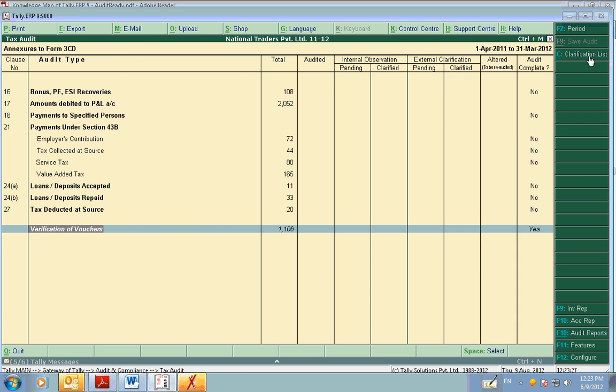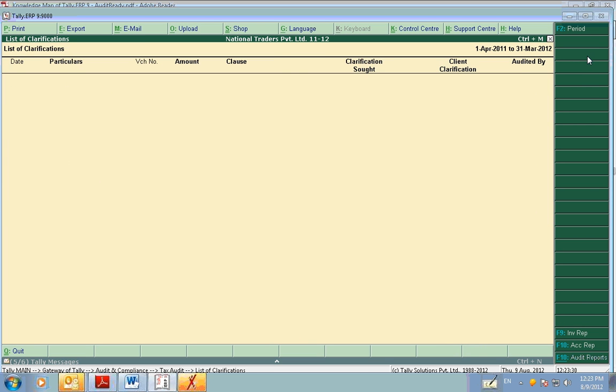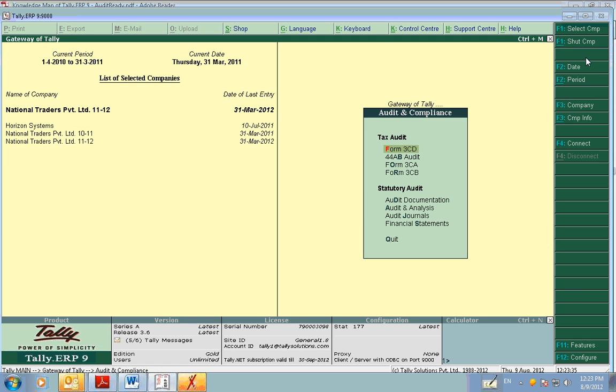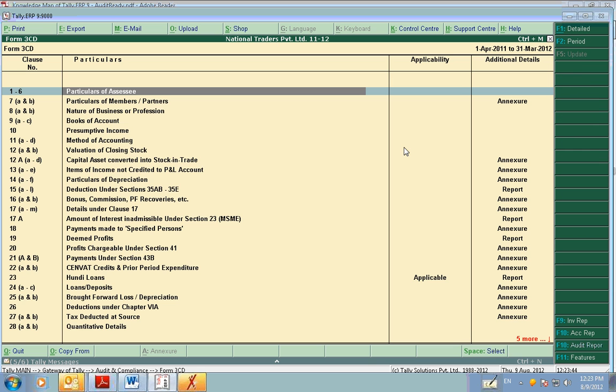And is there any clarification? You can just have clarification entries as asked by the auditor. So this is all about your 44AB audit. And now the main menu for generation of Form 3CD. You can just click here. So these are the entire clauses which we have studied individually about your 44AB audit, and the relevant supporting annexures are available.